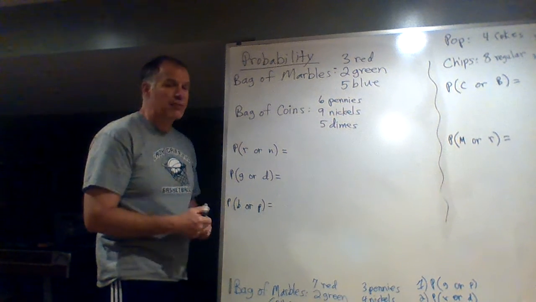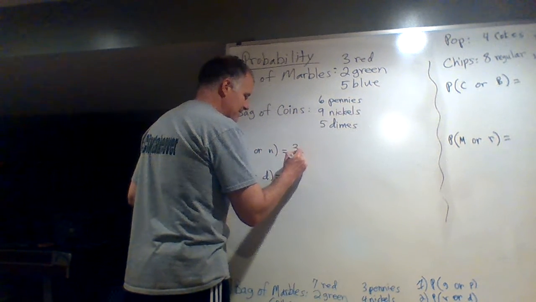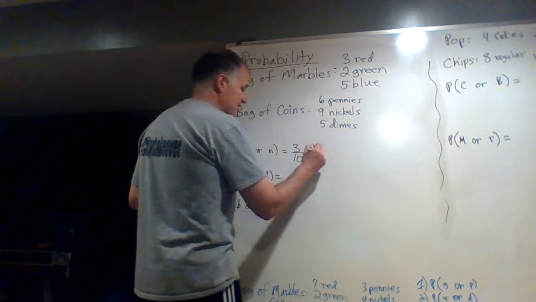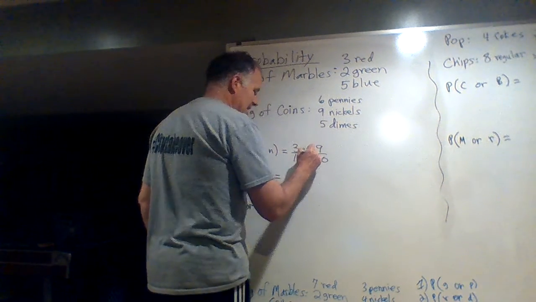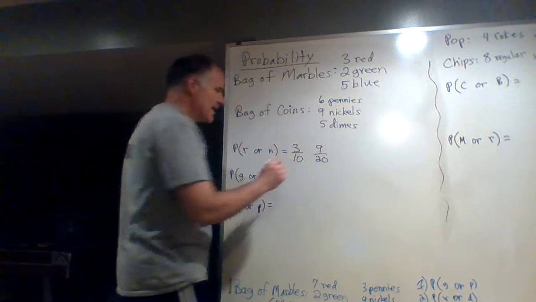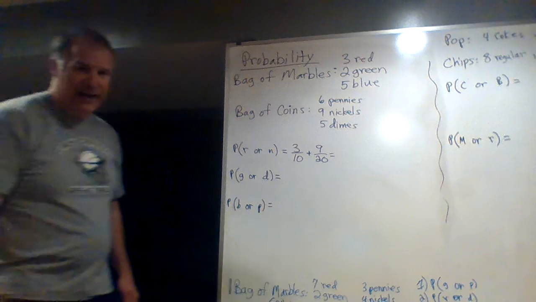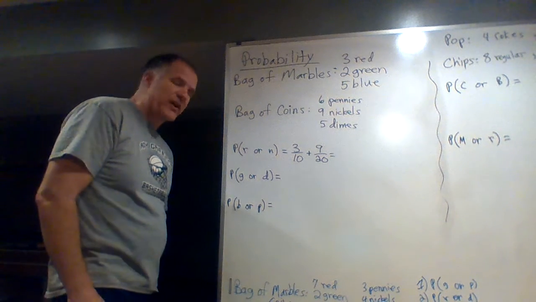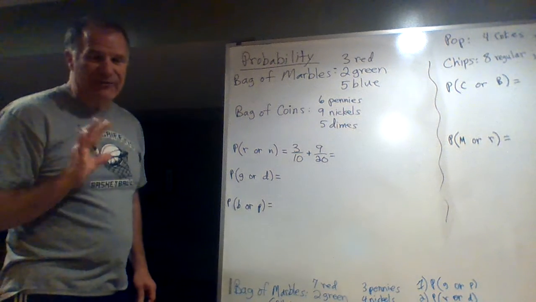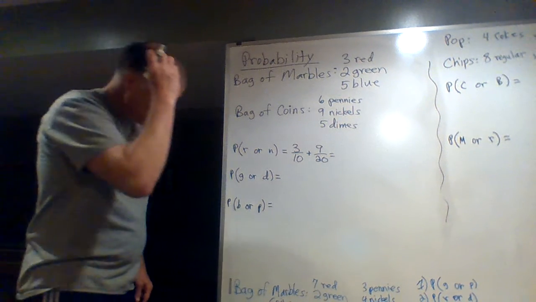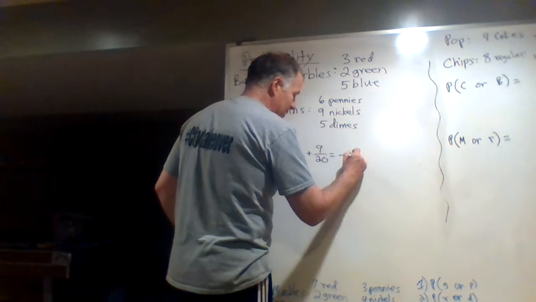Now here's the difference. What's nice, a lot of these numbers are all the same pretty much. Red marble is still 3 out of 10. Nickel is still 9 out of 20. Okay, but guys, here's the difference. Instead of, remember, multiplying, now it's actually adding. So we're going to add these fractions. And that's actually how you get the answer when it's an or problem. Okay, now here's the problem. Fractions are a lot harder, remember? So I have to have a common denominator.